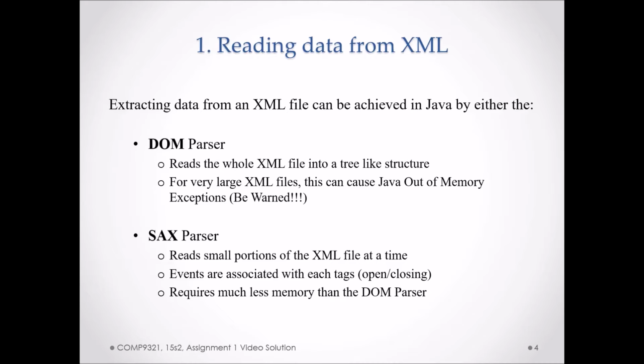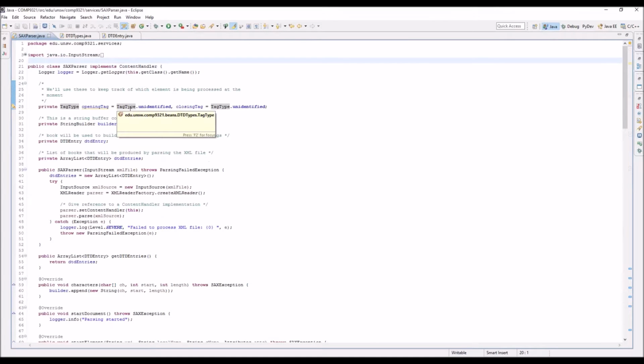Now, the SAX parser, which we'll be using in this video, is an event-driven parser where small portions of the XML file are read one at a time, and when we encounter opening or closing tags, we perform certain actions. With this type of parser, we use far less memory than the DOM parser. So let's take a look at how we'll implement the SAX parser in this video. The following code demonstrates how you will implement the parser.